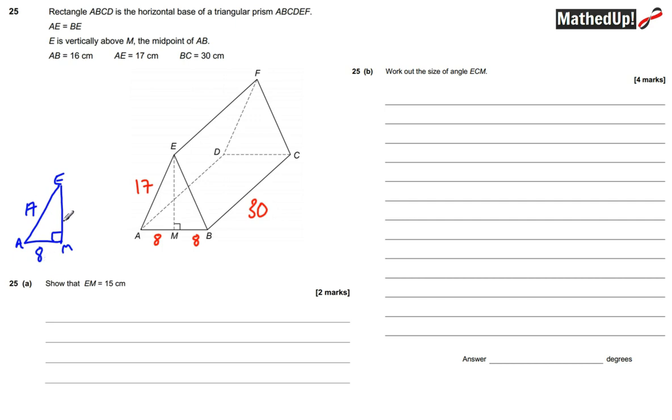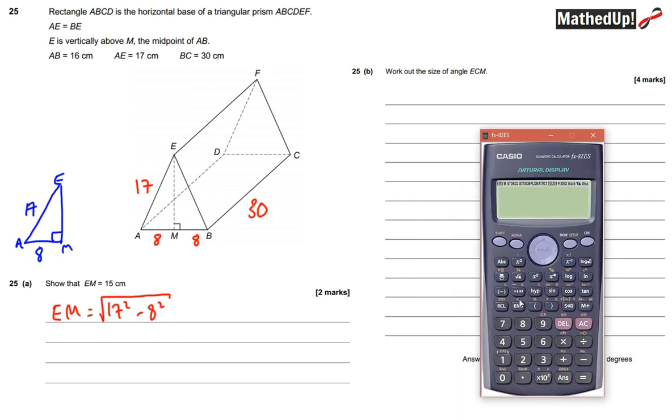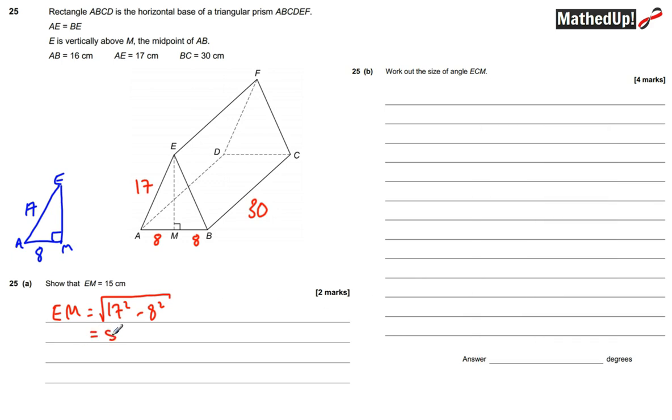I'll label the vertices as E, A, and M. Okay, so 17 and 8, using Pythagoras, I can work out EM. And that's going to be equal to 17 squared take away 8 squared, square rooted. Using my calculator, I can do 17 squared take away 8 squared square rooted, and that gives me 15. So we could say therefore EM is equal to 15 centimeters.